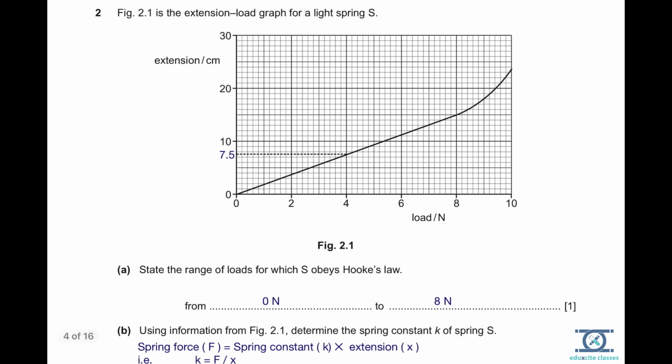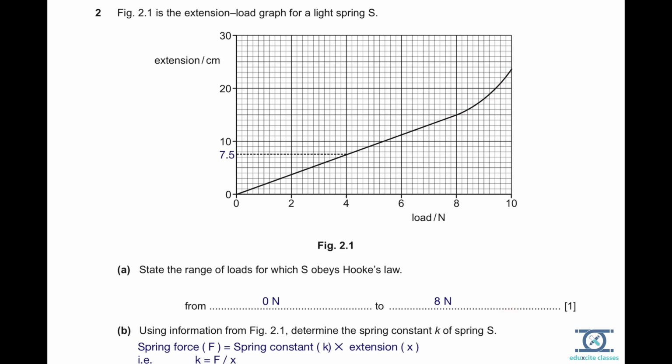Now the second question. This figure 2.1 is the extension load graph for a light spring S. State the range of the load for which S obeys Hooke's law. We know that Hooke's law says that force, or the load provided, is directly proportional to the extension. So there should be a straight line for the extension versus load graph, which we can observe in the graph from 0 to 8. It is a straight line and after 8 it is being curved. So we can say the range of load is from 0 Newton to 8 Newton, which obeys Hooke's law.